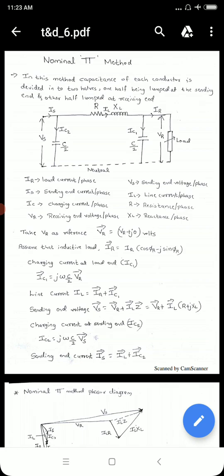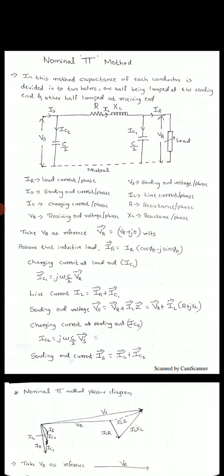We will see some problems in the next class, and then we will go to the long transmission line. Then we will see the ABCD parameters. We know that the sending end and receiving end current and voltage are related using the ABCD parameters. That is, the sending end voltage and sending end current are expressed in terms of the receiving end voltage and receiving end current. We will see that in the coming classes.